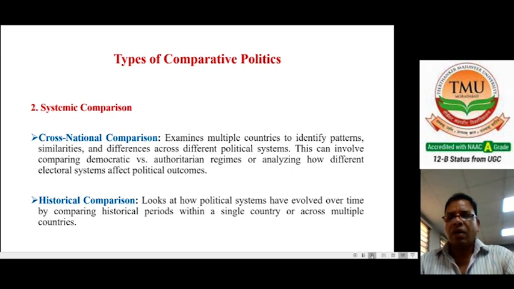And when we're talking about cross-national comparisons, we examine multiple countries to identify patterns, similarities, and differences across different political systems. This can involve comparing democratic and authoritarian regimes, and analyzing how different electoral systems affect political outcomes. Here, democratic means there is some kind of rule of law and a self-rule system of governance. An authoritarian type of government has some kind of dictatorship. So this is the second important type of comparative politics, that is systematic comparisons.